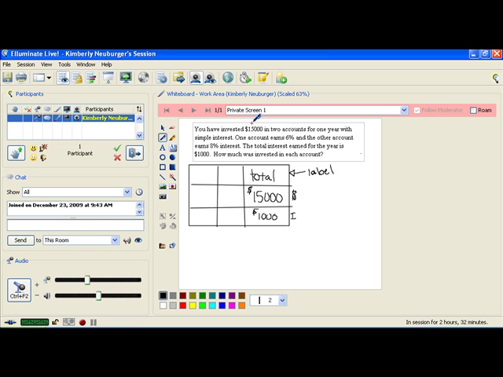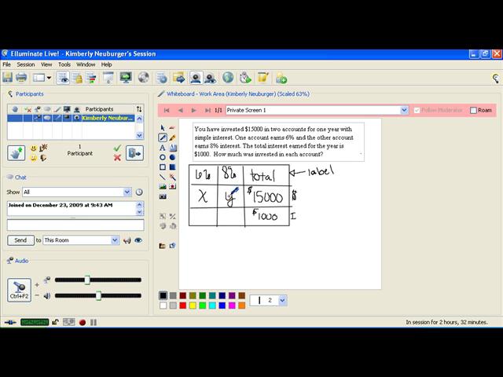Now, what do we do with the other two columns here? Well, we have two different accounts, so let's label one column for one account, which was a 6% account, and the other column for the other account, which was an 8% account. Now we know what each of those columns is going to represent. Now, for this row here, since this is money, we don't know how much money is in the 6% account, so we're going to give it a letter. Let's call it x. We also don't know how much money is in the 8% account, so let's give it a different letter. Let's call it y.